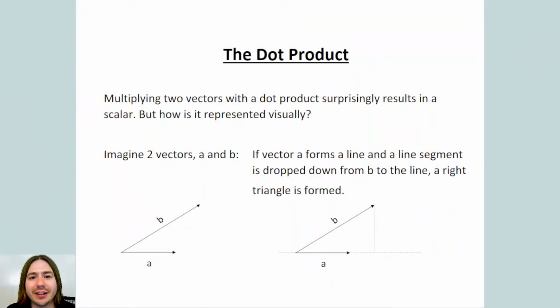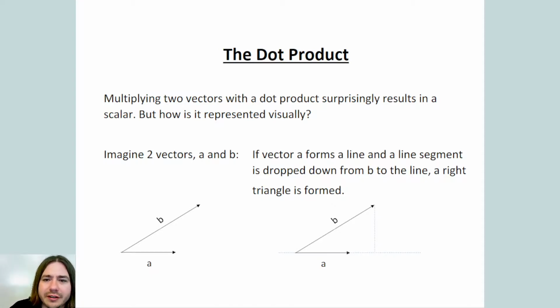So today we're going to continue talking about vectors. Specifically, we're going to talk about how to multiply vectors. Now surprisingly, there's actually two ways to multiply vectors. One is called a dot product and the other way is called a cross product. And today we're just going to be focusing on the dot product.